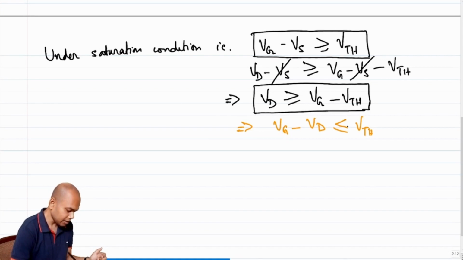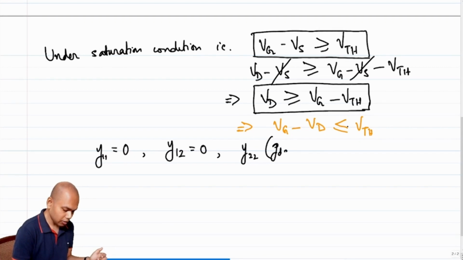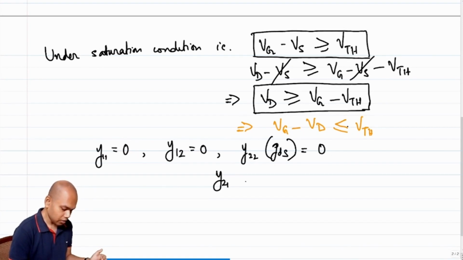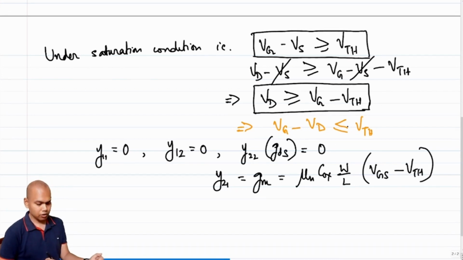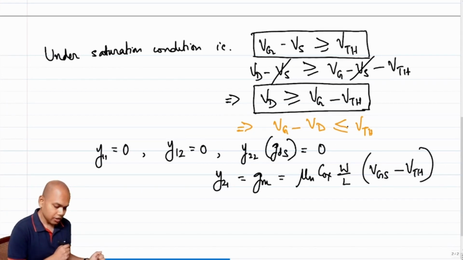And under the condition of saturation, we get these conditions, that is Y11 is equal to 0, Y12 is equal to 0, Y22, which we also call the conductance between the drain and the source, that is GDS, is also equal to 0, and Y21, which we call GM, is equal to mu n C ox W over L times VGS minus one threshold voltage. Now note that this GM, right? What do we want Y21 to be?